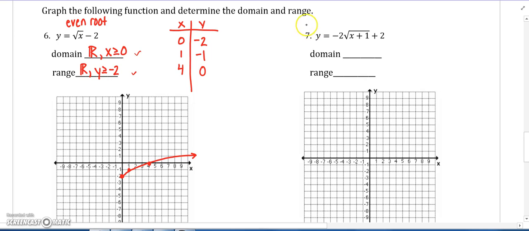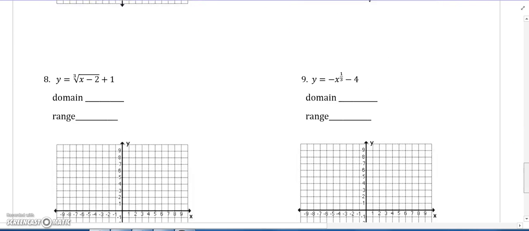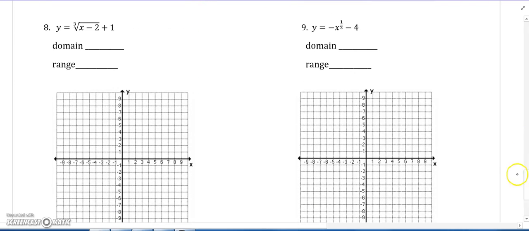Alright? Okay. You can try this one on your own. See if you can get that one. Or we can do it in class. So if you get stuck, we'll cover it in class also. But if you feel like you could try it, go ahead. Just be really cautious about this negative. Just a little warning when it comes to domain and range. Alright, and then let's do number 9 here. So we'll save this one for class also.